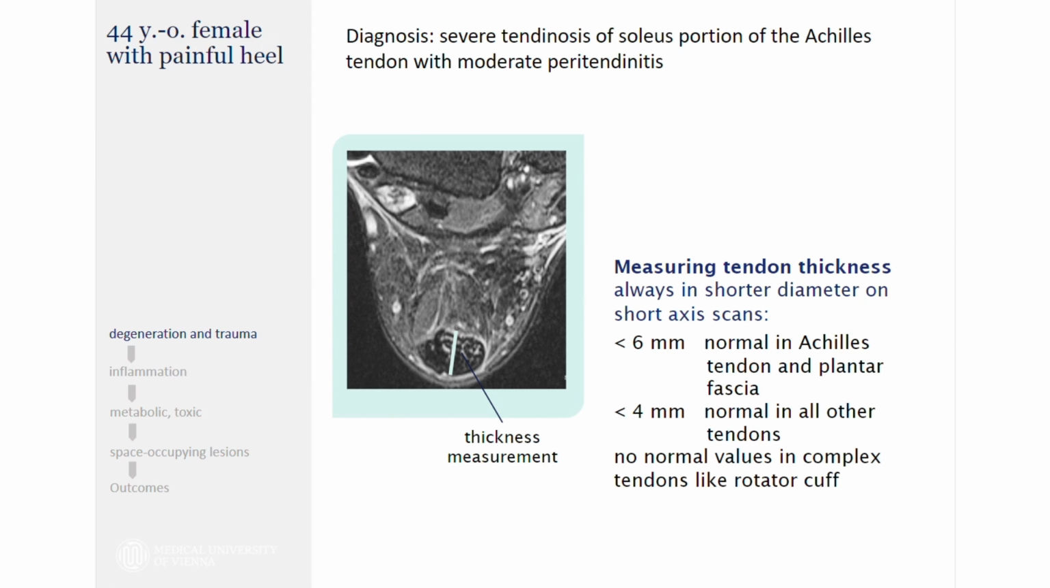And what is this here? First, we should assess the thickness of the tendon. We should do this routinely. And there is a very specific rule of thumb. Normal tendons with normal values more than 60 millimeters are, and virtually all other tendons have a cut-off point between normal and abnormal of 4 millimeters.